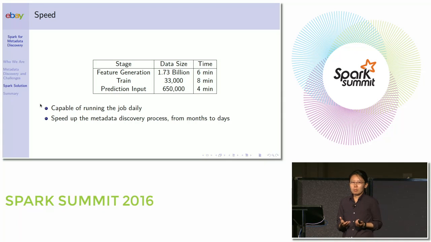It speeds up the metadata discovery process from months to days. So previously we spent around 3 months to maybe discover 11,000 new metadata. But right now we can just let the model do those predictions.